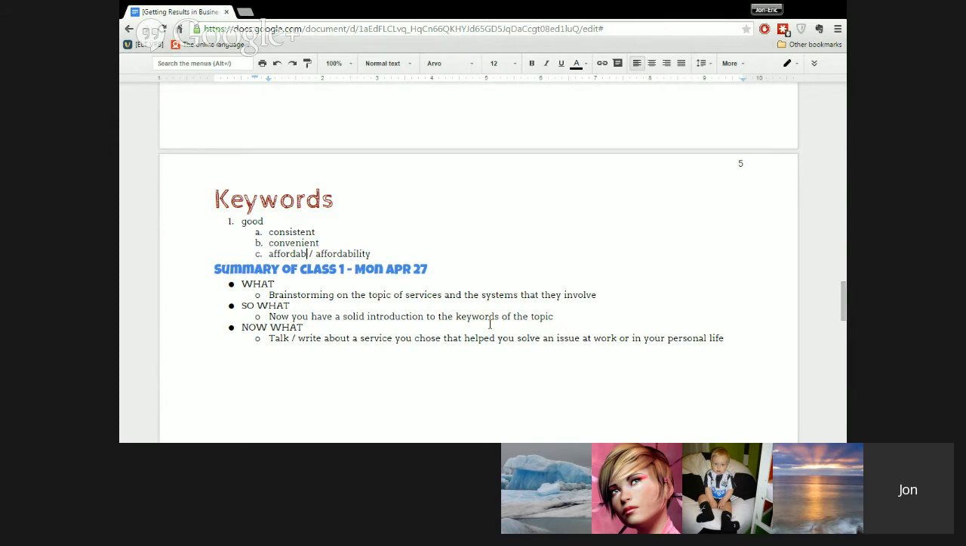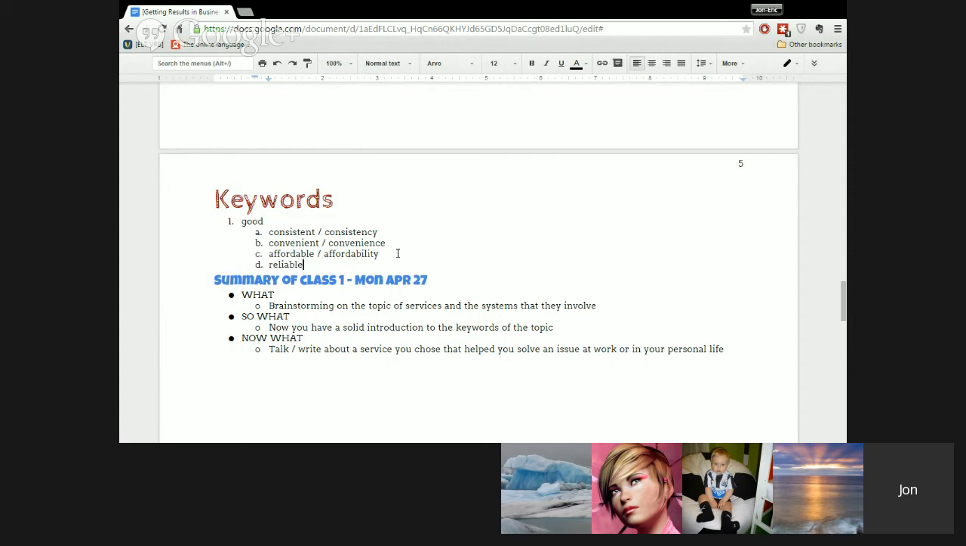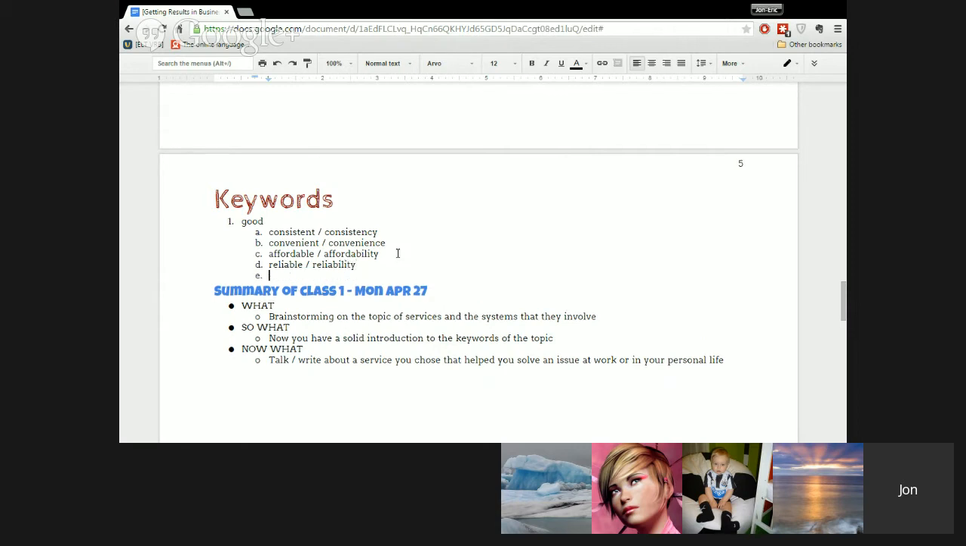So I'm going to put affordability, convenient, which is the adjective, convenience. Okay, not spelled right. Is it? That looks wrong to me. I'll double check. Reliability. Reliability, so reliable. Let me just put the noun there. Consistency. Okay. Reliable. Reliability. Okay. Now, these are some good words.